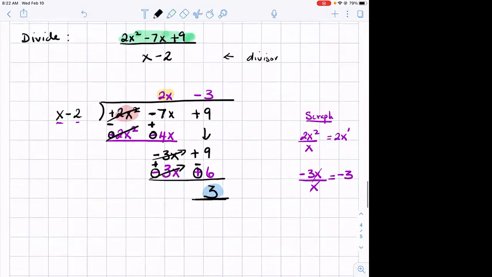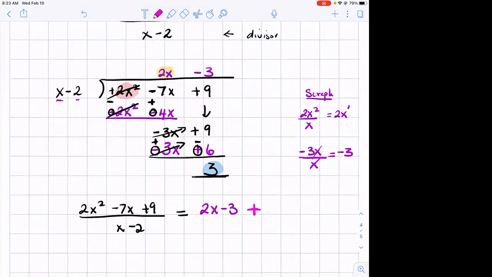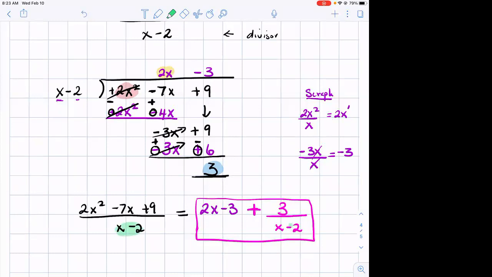So you have (2x squared minus 7x plus 9) over (x minus 2). This is equal to the quotient here, which is 2x minus 3, and always plus the remainder, which is 3, over your divisor x minus 2. And this is our final result. Notice here that this is your divisor, so the remainder always goes over the divisor.